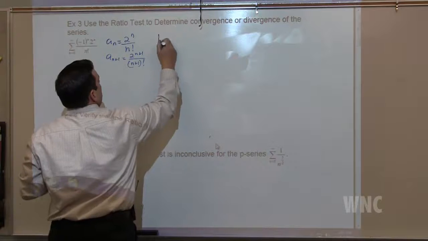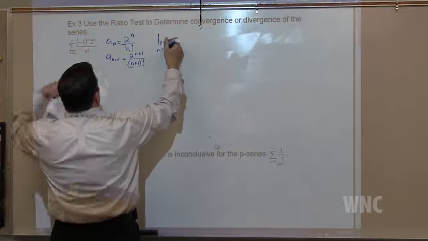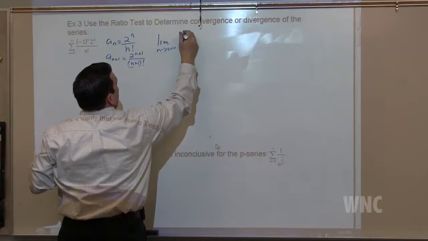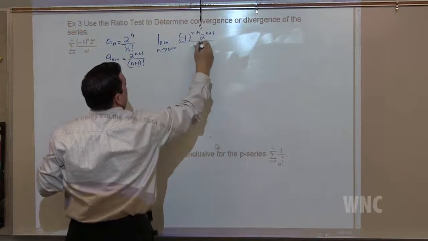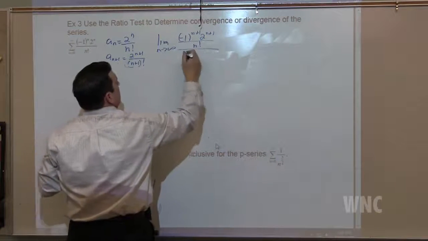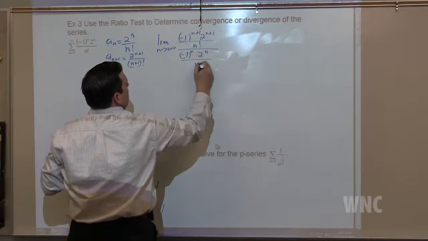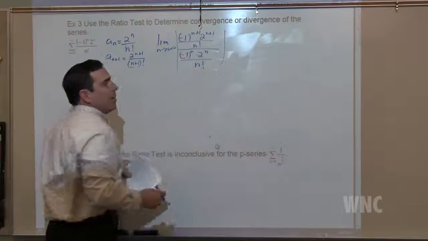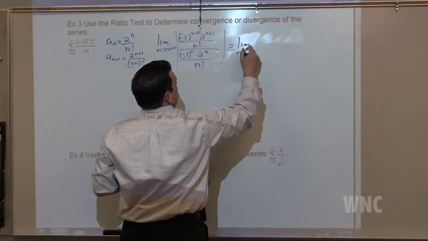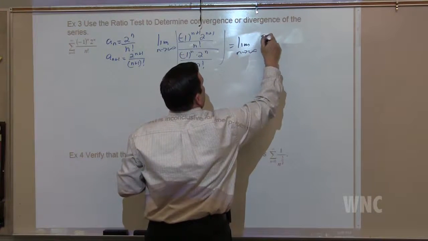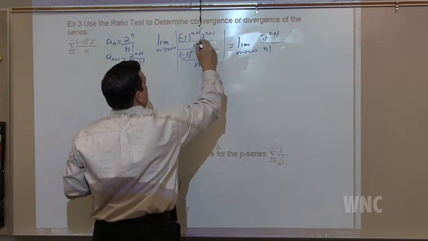So we have the limit as n goes to infinity. I mean, if you want to bring the negative in there, you can. That would be negative 1 to the n plus 1, 2 to the n plus 1 over n plus 1 factorial over negative 1 to the n times 2 to the n over n factorial. But by doing the absolute value, we can drop the negative in the next step. Limit as n goes to infinity of 2 to the n plus 1 over n plus 1 factorial.